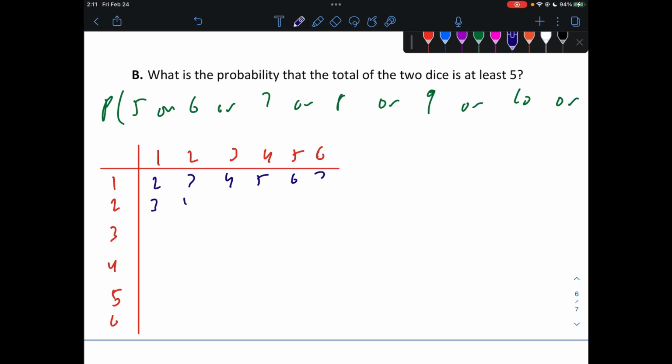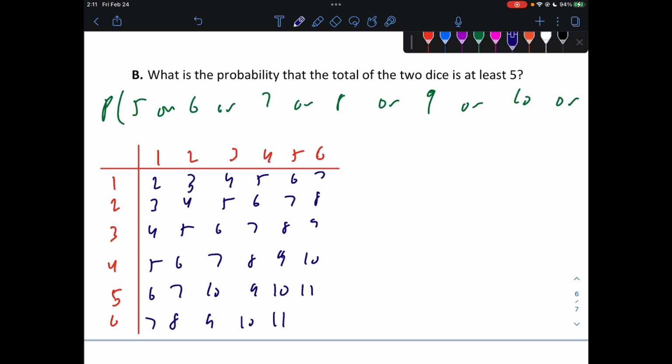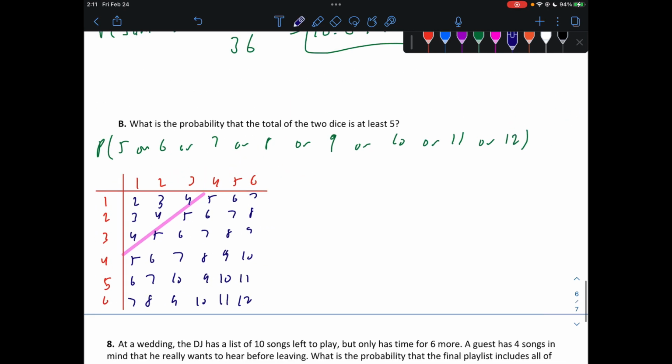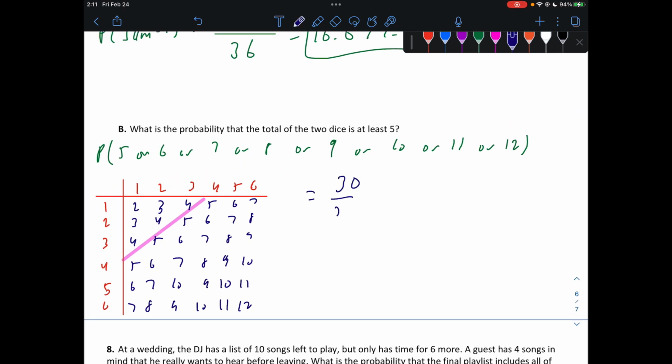So 1 and 1 is 2, 3, 4, 5, 6, 7. Next row, 2 plus 1 is 3, 2 plus 2 is 4, 5, 6, 7, 8, and so on down to 7, 8, 9, 10, 11, 12. All right, so the cutoff is right about there. All right, it might be easier to think of it this way. There are 6 possible ways to not get a 5 or higher, which means our probability would be 30 out of 36, which is 83.33%. So if you roll 2 dice, there's an 83% chance you'll get at least a 5 sum.